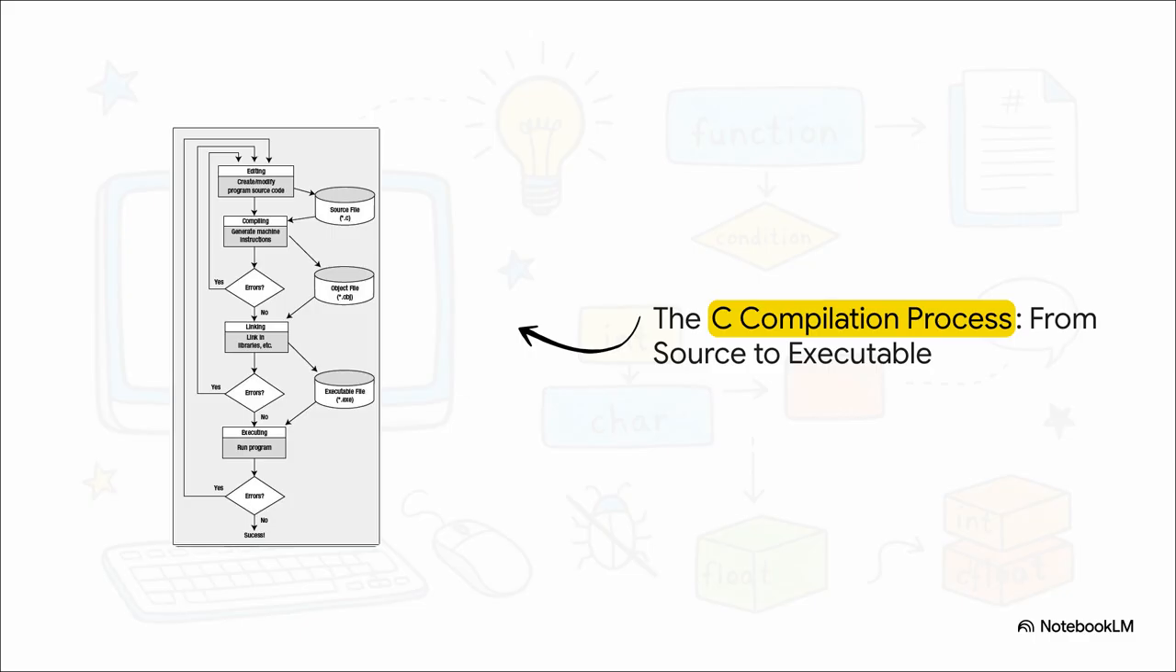So, you've written some code. What actually happens next? When you type your instructions into a text editor, you're creating what's called a source file. But here's the catch. Your computer's CPU doesn't speak C. It only understands raw machine code. So that source file has to go on a journey, a compilation process, to become an executable file that your computer can actually run. Let's break down exactly how those processing stages work.